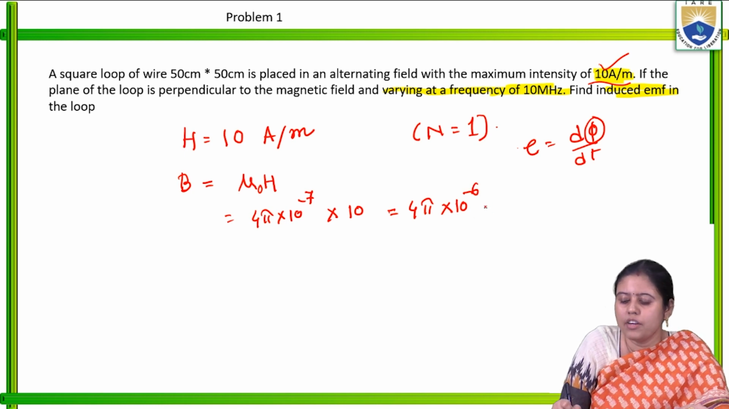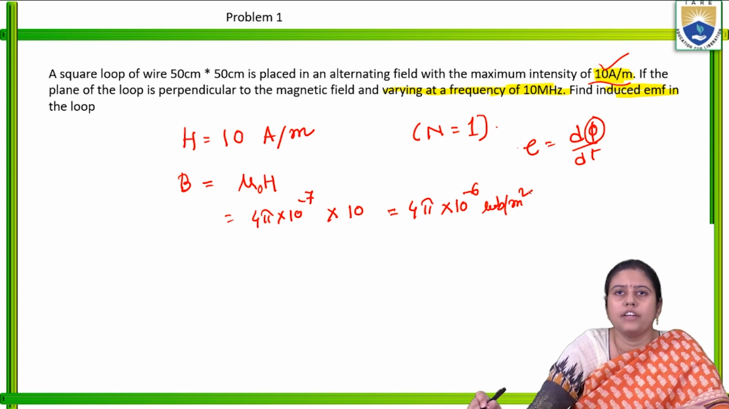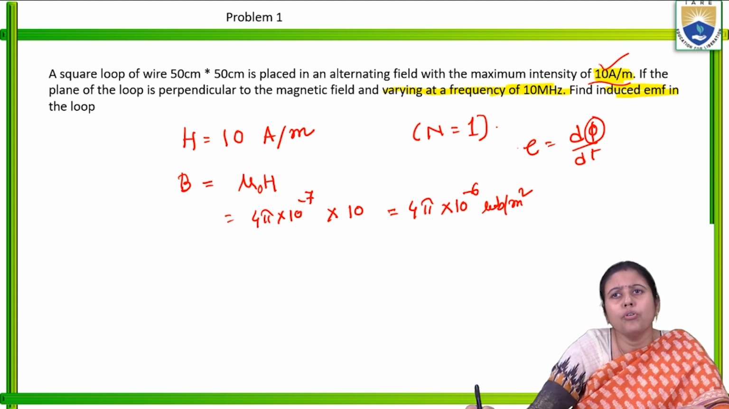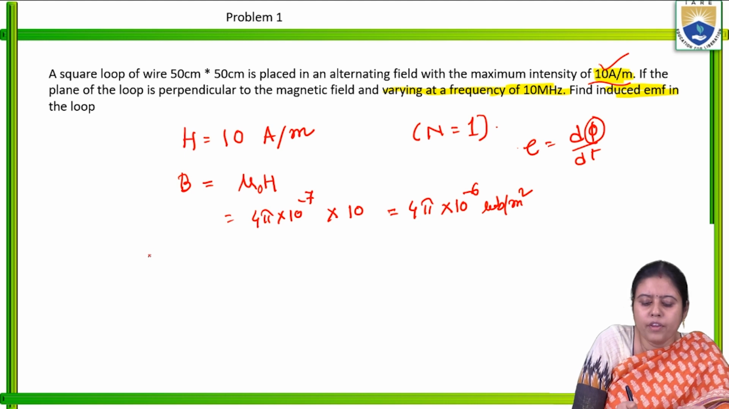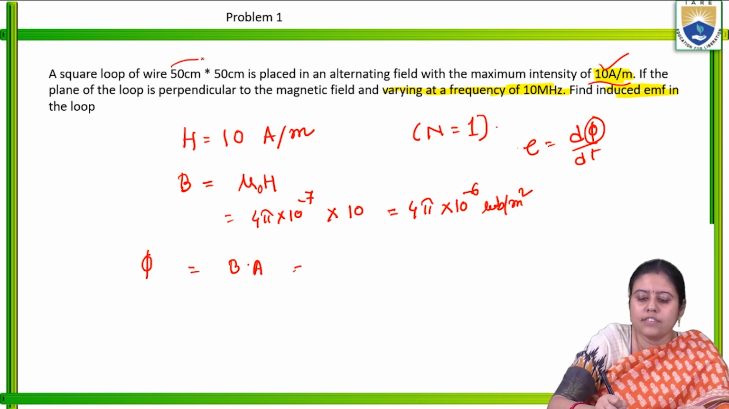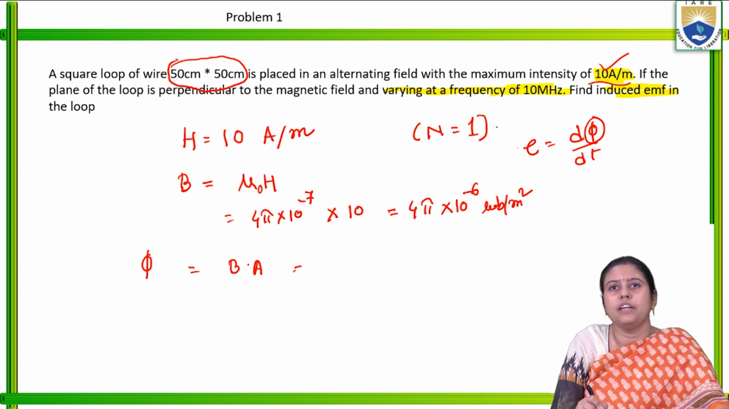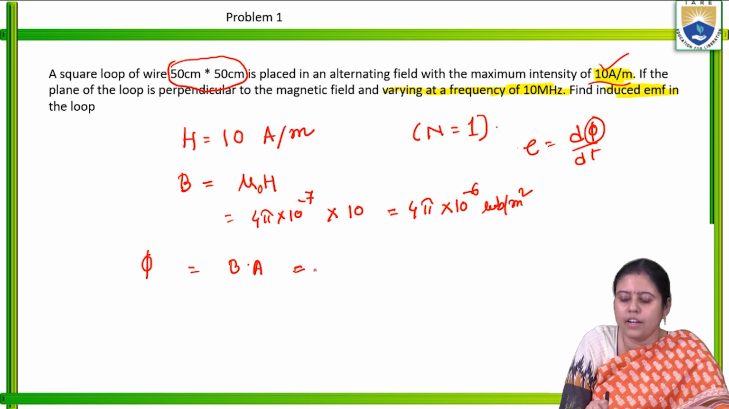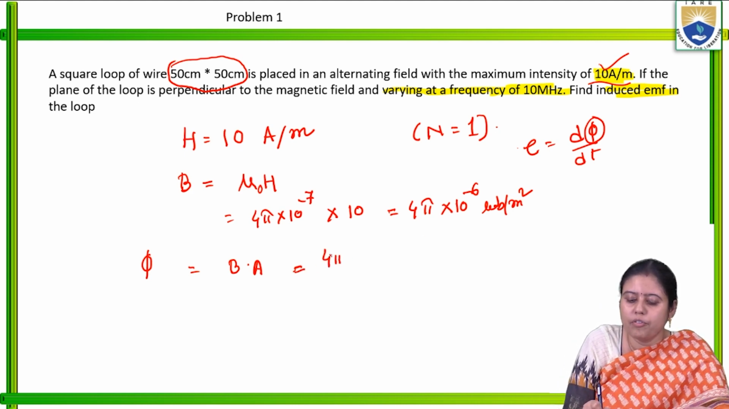And what is the unit? Unit is Weber per meter square, or we can write the unit as Tesla. So if we get the value of B, what is phi? Phi is nothing but B into A. Now what is A, the cross sectional area? It is given the square loop is 50 centimeter into 50 centimeter. So B value is given 4 pi into 10 to the power minus 6.